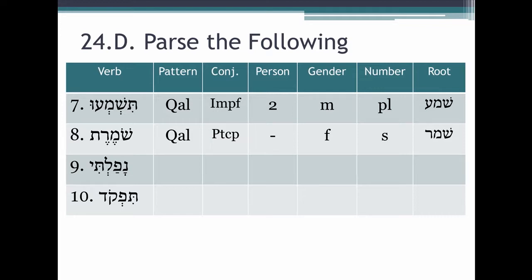Number 9, nafalt. Discernible lemma, there's no prefix, nafal, and then t. It's going to be kal perfect first common singular from nafal.